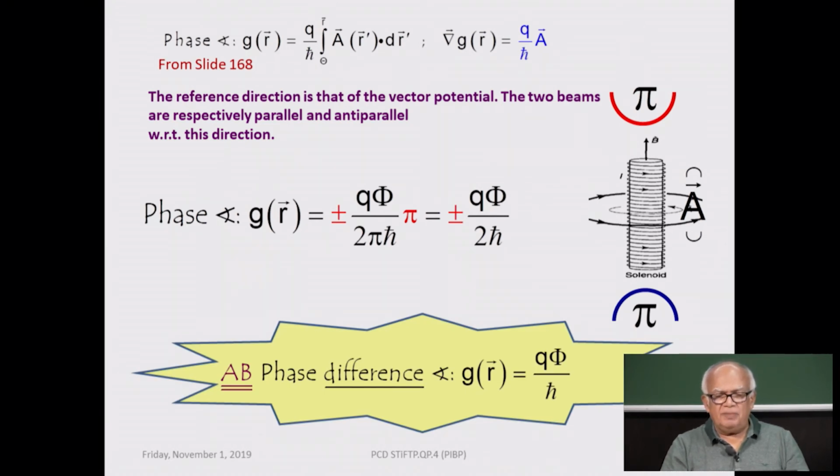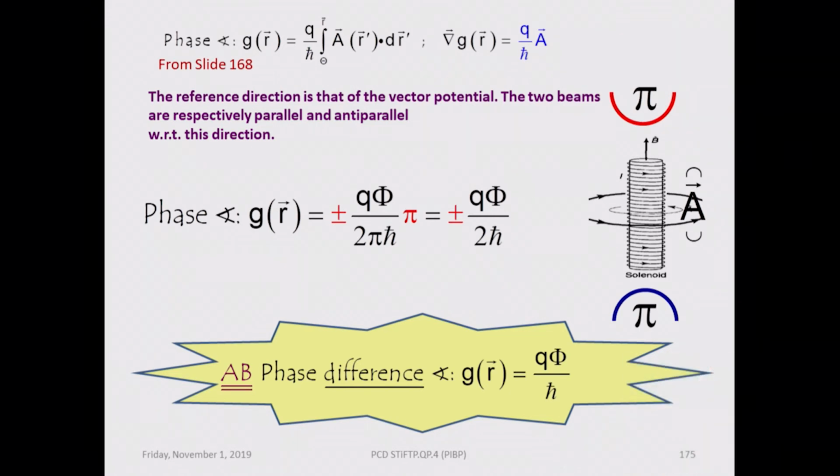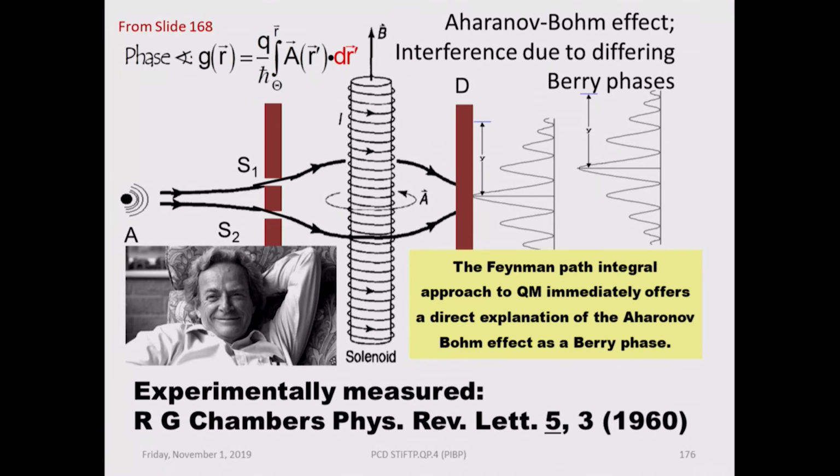So one is plus, the other is minus. So the difference is q phi over h cross. Half of this comes with a plus sign, the other half comes with a minus sign, and the difference is q phi over h cross, and this is what I call the Aharonov-Bohm phase difference. Now this phase difference is what will impact the interference pattern, and depending on the value of this phase difference, the interference patterns will shift.